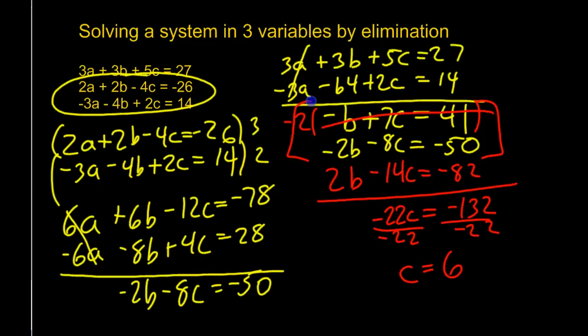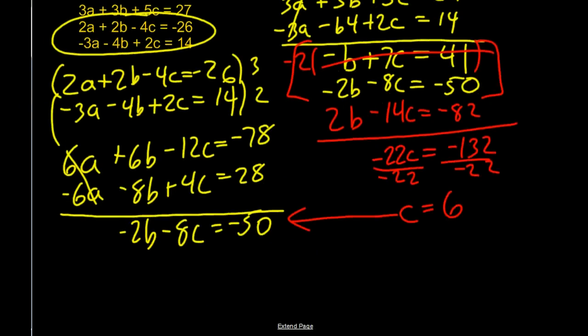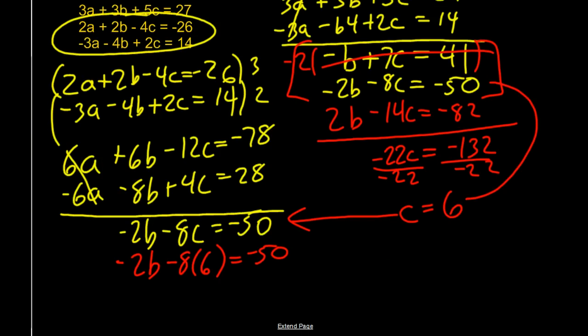So I have C, but I'm not done yet. I need to find A and B. So I'm going to go over there to find B. I can replace C in this equation with 6. Just like what you've done with every other two-variable equation. I could plug 6 into there, which I'm doing, or I could plug 6 in up there. Either one will give the same solution.